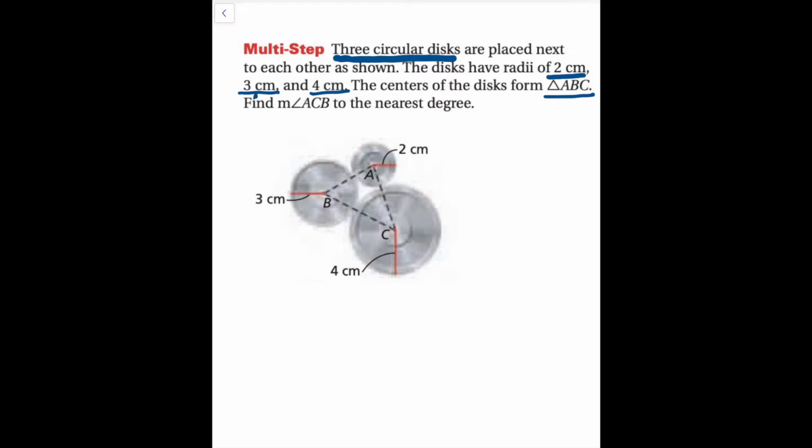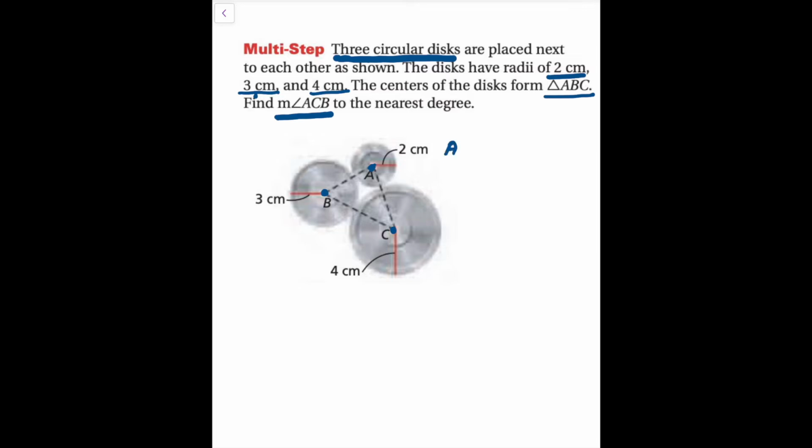So you can see triangle ABC is a clue because you need to use the properties of triangle ABC to solve the problem. Find measurement of angle ACB to the nearest degree. Again, we are going back and look at the known measures. We know all the three sides of the triangle. Is that true? Because can we figure out all the three sides of the triangle using the radii of the circles?